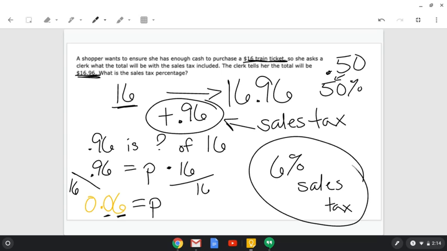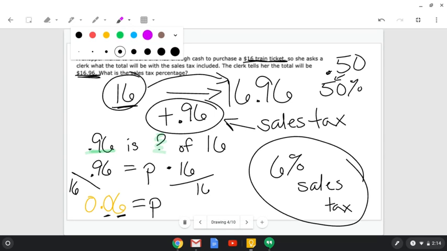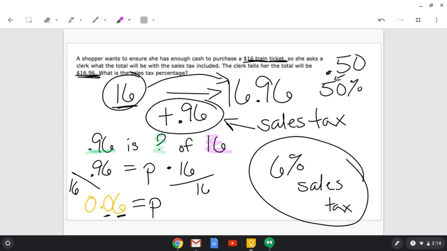So when we're trying to find out what the percentage sales tax or the percentage discount is, our method is to find the difference between the original and the final price, and then determine for yourself the difference is what percentage of the original. The difference is what percentage of the original.